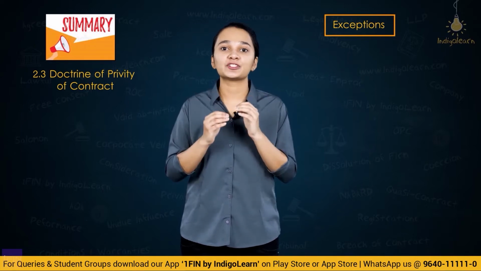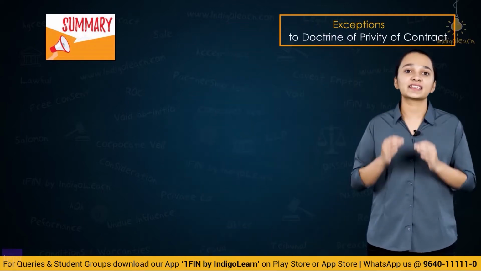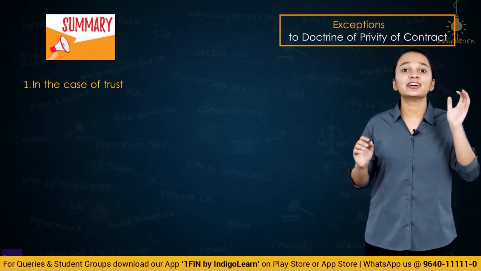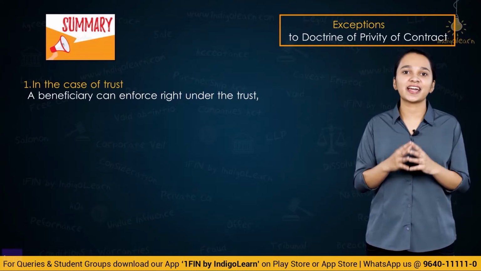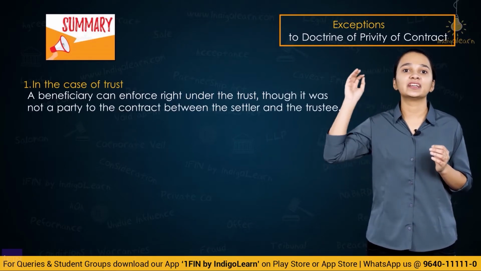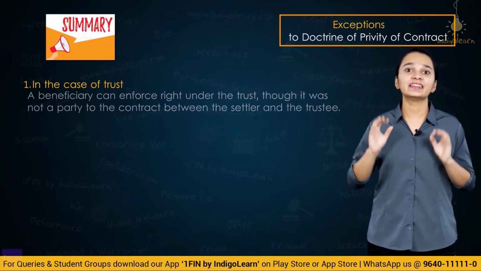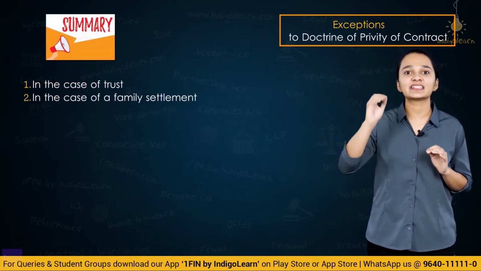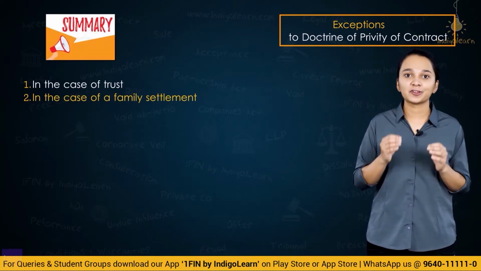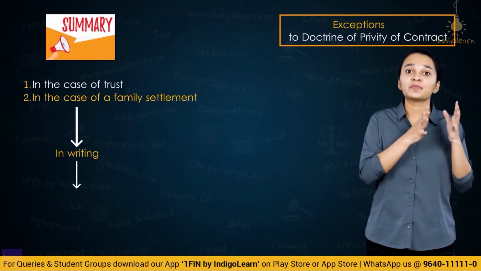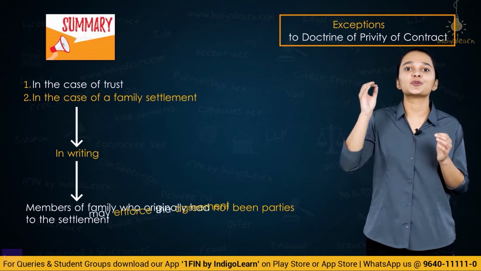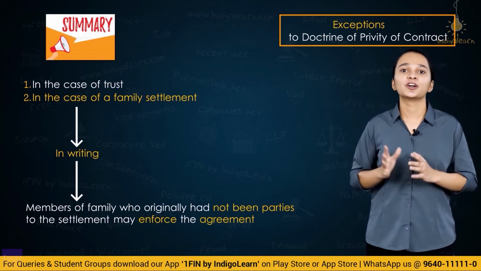And then we've also understood all the exceptions. The first exception was in case of a trust. Who gets the right here? The beneficiary of the trust gets a right to enforce the contract which was made between the trustee and the settlor. Then the second situation was in case of family settlement. In case of family settlement arrangements or contracts, if a family member was not originally a party to the contract, he also can sue upon the contract.